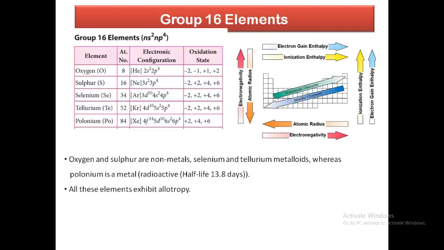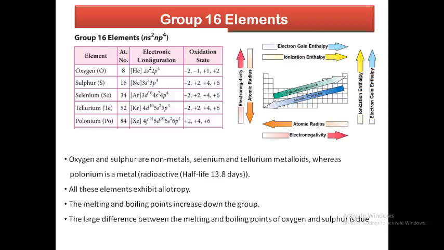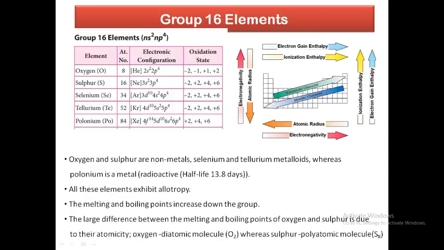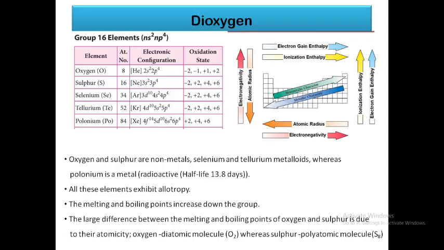And all of these elements exhibit allotropy. The melting and the boiling points increase down the group. There is a large difference between the melting and boiling points of oxygen and sulfur. This is because of their atomicity. Oxygen is a diatomic molecule. It has 2 atoms of oxygen, whereas sulfur is a polyatomic molecule with 8 atoms.